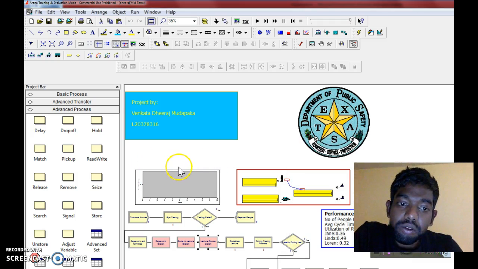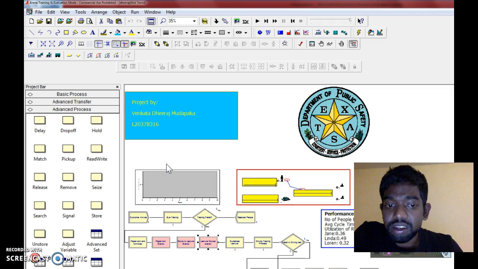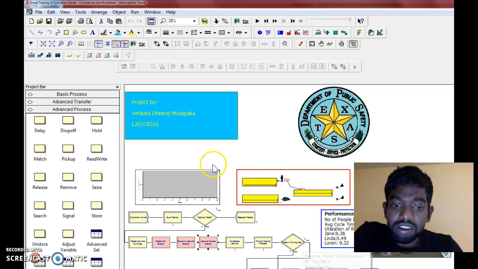Before the person is sent to the actual driving test, he is given a brief guidelines how to take the driving test and so on. And after taking the driving test, the person, if he passes the driving test, he is then issued the driving licenses, where I have created a dispose module which describes that the person has passed the driving test.